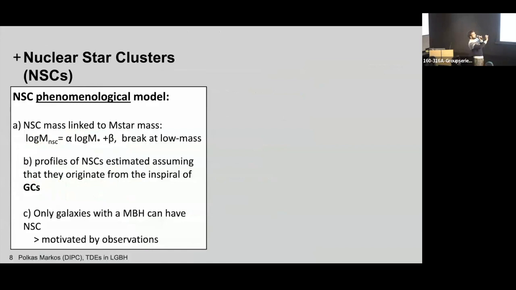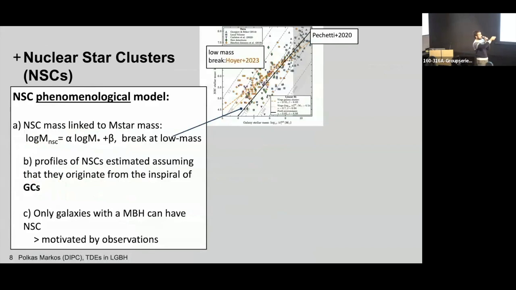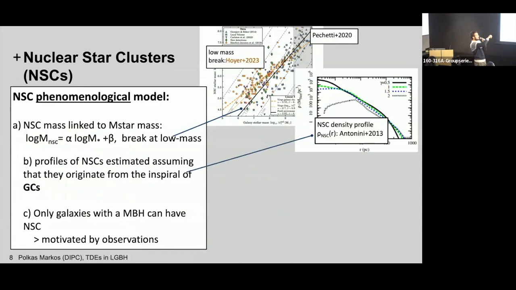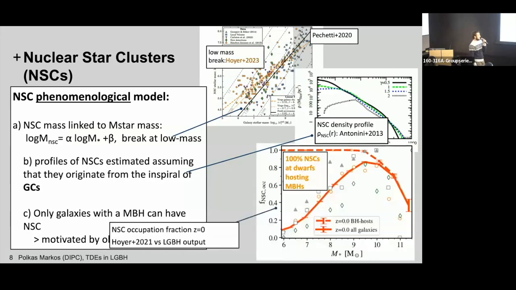The way to implement this is a simply phenomenological model. We just assign to each galaxy a nuclear star cluster according to a scaling relation, for now, that breaks at lower masses. We then have to assume a profile for the nuclear star clusters, because this is important when computing the TDE rates. To do that, we assume that nuclear star clusters form at the centers of galaxies, inspired by globular clusters. There are these simulation profiles from Dehnen, 2013.